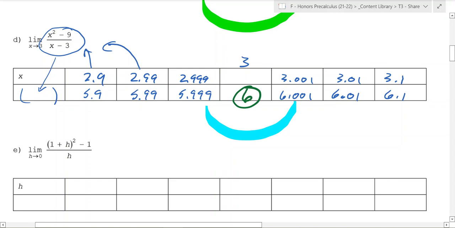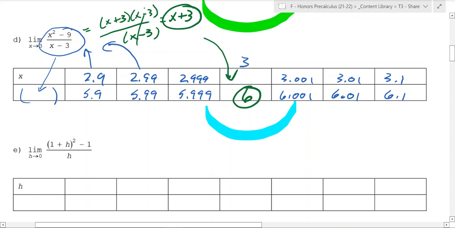You might have another way of doing this, but what's really cool about this is this table gives you a very good idea of what the answer is. It's not quite a proof. You might notice that you can factor the top into x plus 3 times x minus 3. And then what cancels here? Oh, the x minus 3's cancel, leaving me with x plus 3. What's 3 plus 3? 6. So that's one way to think about it, and we're going to get to that algebraic method.